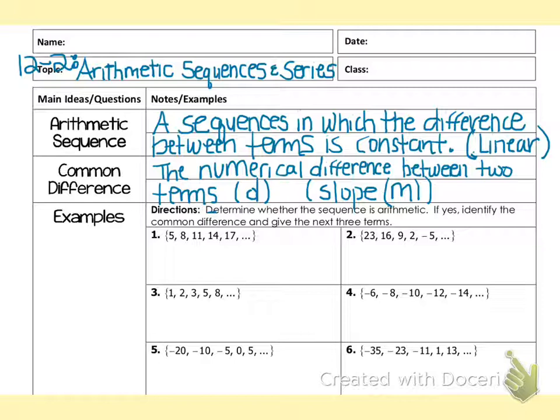So we're going to start off kind of slow, and we're going to take a look at some arithmetic sequences and see if we can figure out the common difference, and then generate the next three terms in the sequence. So this first sequence, 5, 8, 11, 14, 17, well, clearly the difference between the terms is going up by 3. So I can very easily generate the next three terms just by continuing that pattern and adding 3. So the next term would be 20, the next term would be 23, and finally 26.